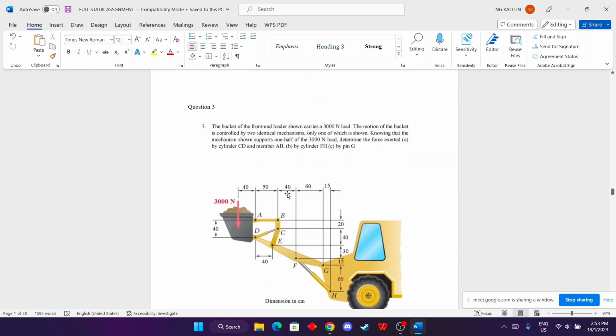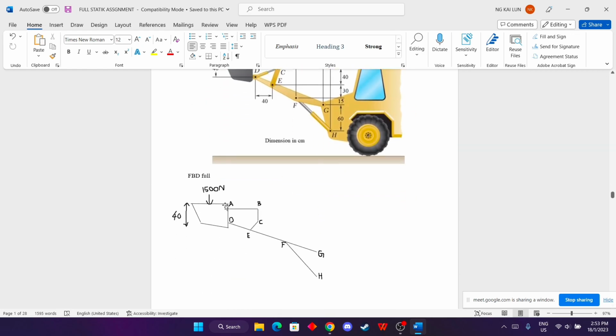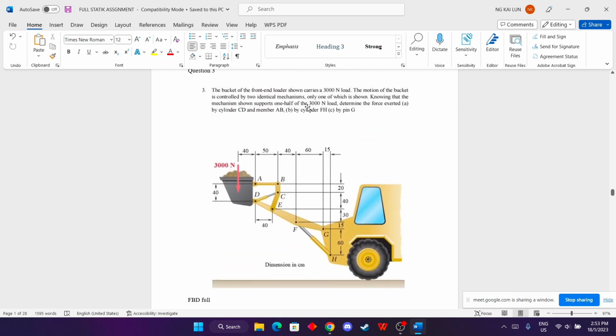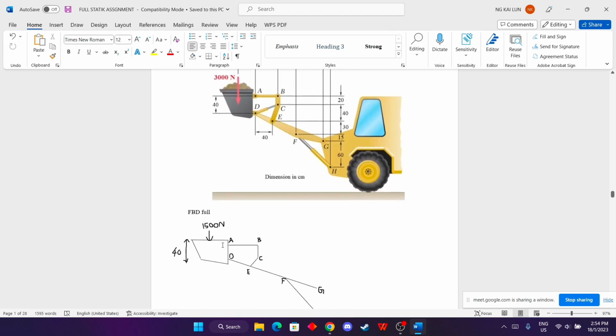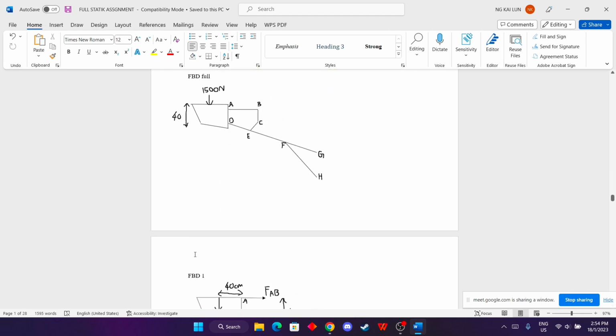Okay, so here's the free body diagram. The load here is 1.5 kN because it says here that this 3000 Newton only supports half of it. The mechanism shown here supports half of it. So instead of 3000, you divide this 3000 by 2.